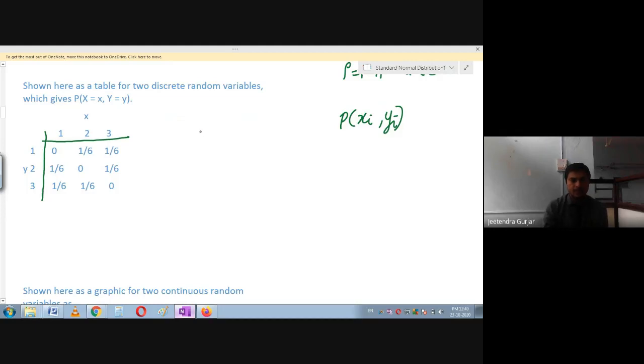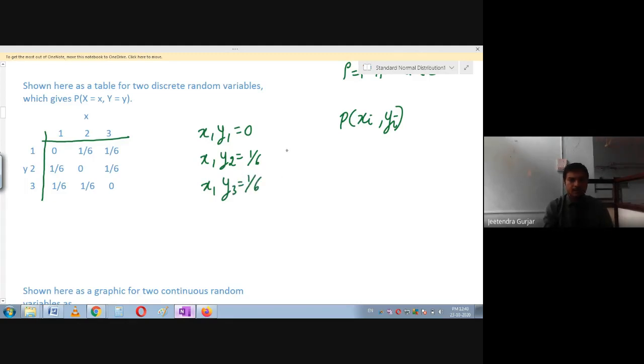Suppose you take x1, y1. This is a matrix arrangement of rows and columns. It's very simple. x1, y1 will be 0. That is correlated. Similarly, if you take x1, y2, you can see it is 1 upon 6. Similarly, this will be x1, y3, it is 1 upon 6.